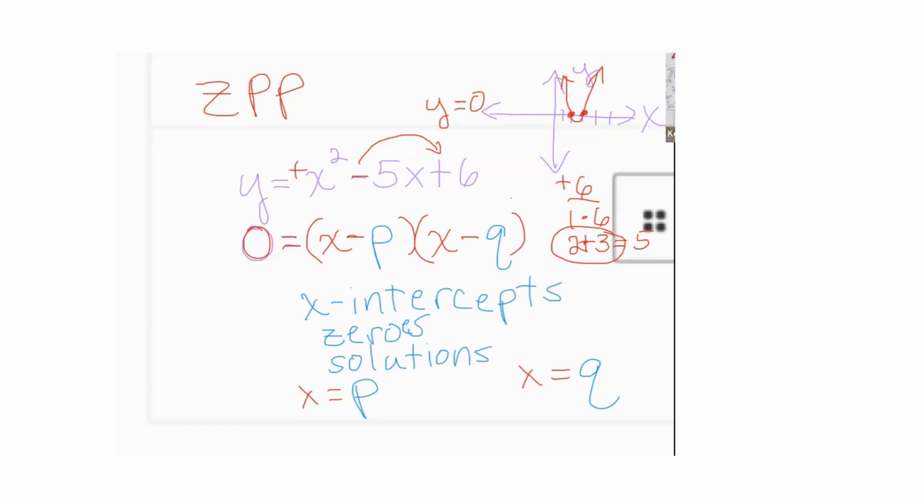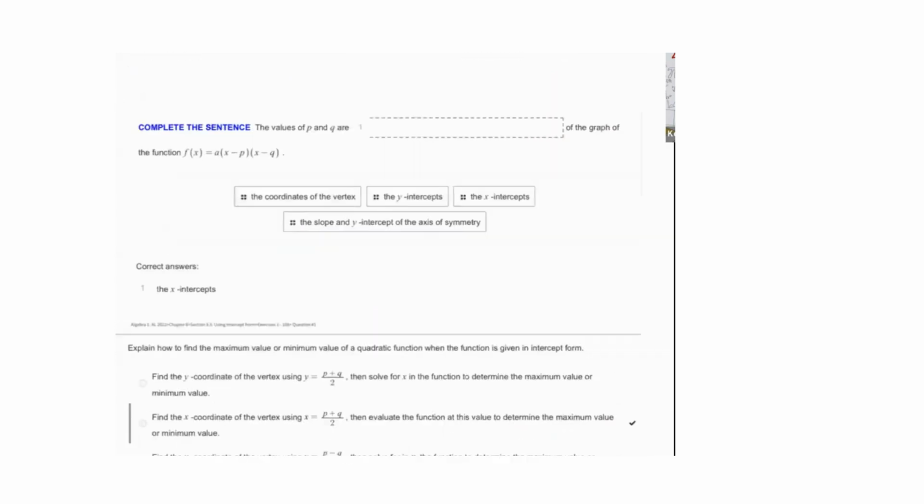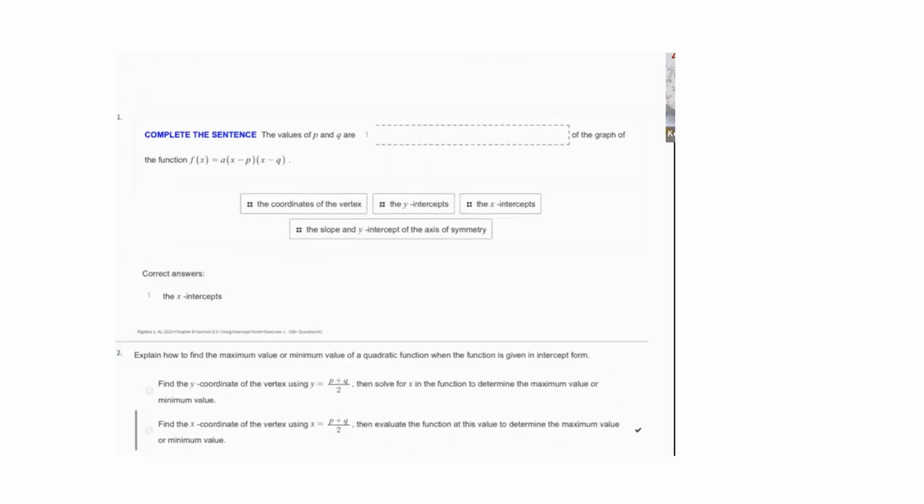Okay, so let's go back and look at that question. Not that one, that one. There we go. If we look at that first one, complete the sentence: the values of P and Q, I remembered it was P and Q, yay, are, which one would it be? The coordinates of the vertex, the y-intercepts, the x-intercepts, or the slope and y-intercept of the axis of symmetry? The x-intercepts.